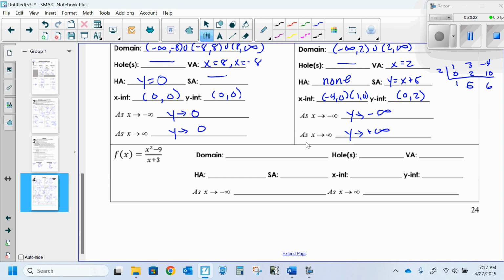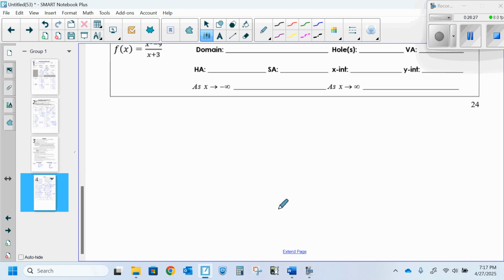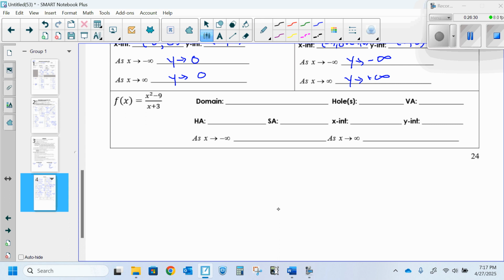Okay, last example. Let me extend this. All right, let's factor the top of that. Okay, we're going to cancel those x plus 3's, but let's do the domain first. Okay, cancel the x plus 3's, and we're left with x plus 3 over 1. All right, so negative 3 is the x-coordinate of our hole. Plug negative 3 back in. We're going to have a hole at negative 3, 0.